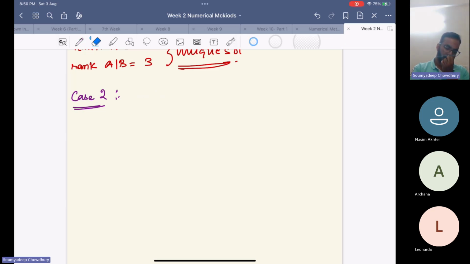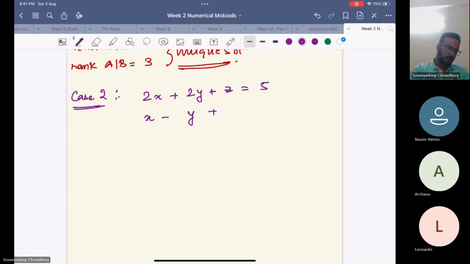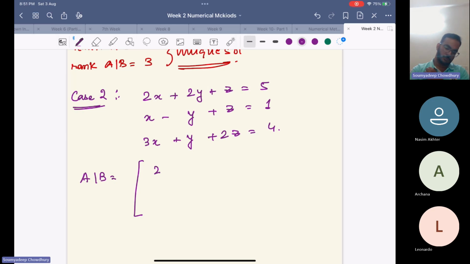Okay. So here we'll take three equations, 2x plus 2y. I have taken three, I prepared these problems for you. x minus y plus z equals 1. 3x plus y plus 2z equals 4. So from here, we form this A slash B matrix: 2, 2, 1, 1, minus 1, 1, 3, 1, 2, here we have 5, 1, 4.